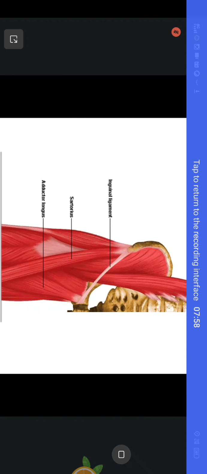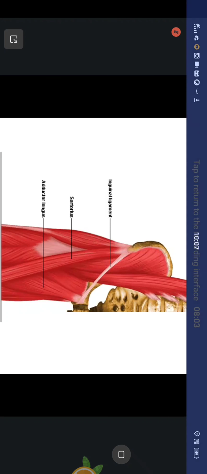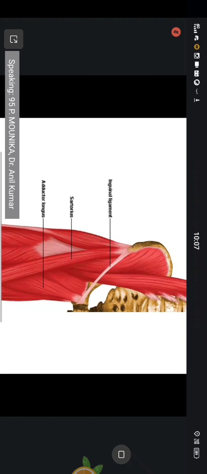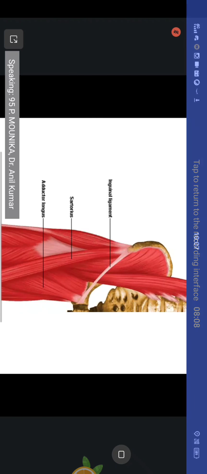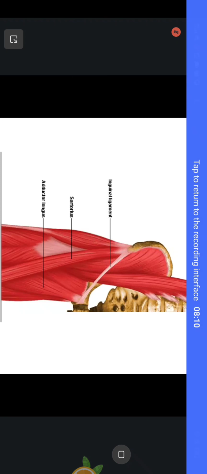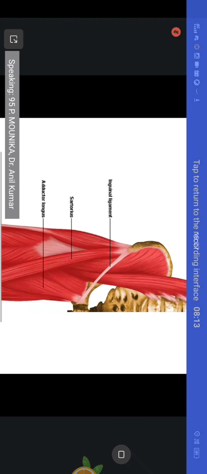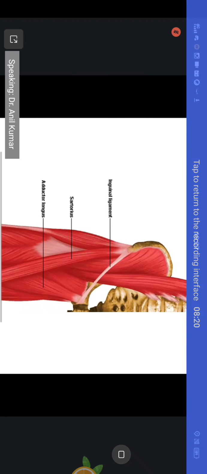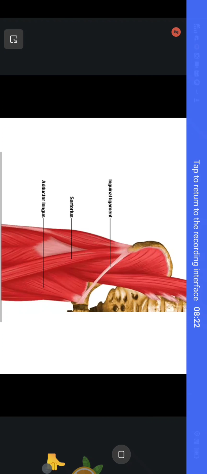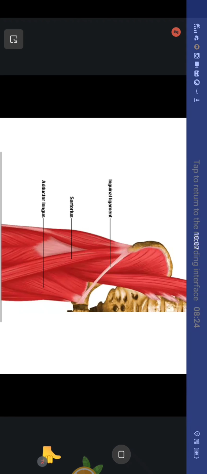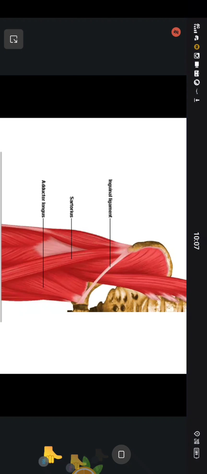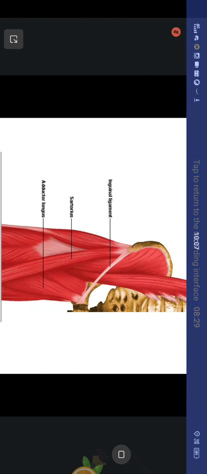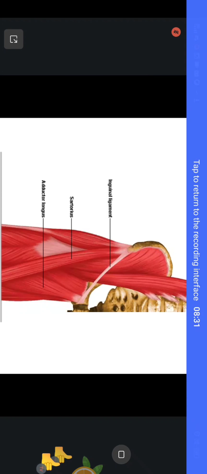Coming to the floor, the floor is formed mainly by four muscles. What are they? Adductor longus, pectineus, psoas major and iliacus. All those four muscles are clearly visible in this diagram. I think everyone can see those four muscles, which are forming the floor of this femoral triangle. And you can even see the boundaries, sartorius as well as adductor longus and inguinal ligament over here.